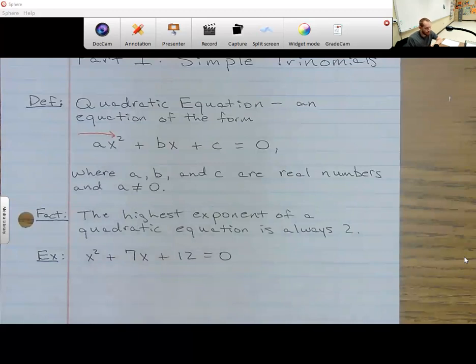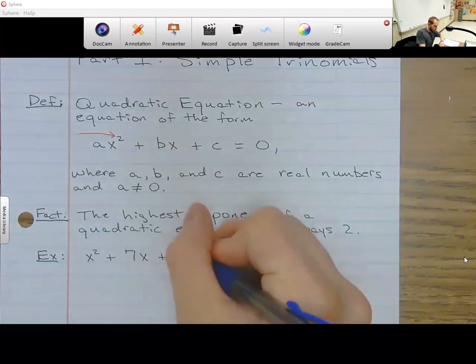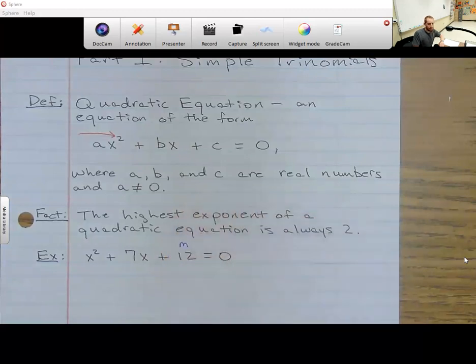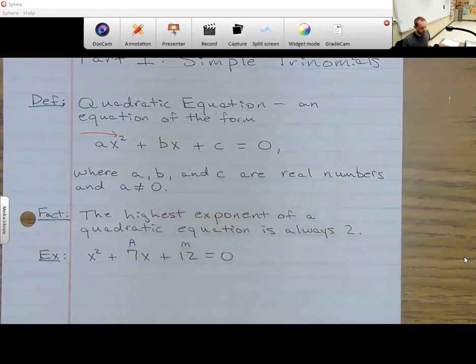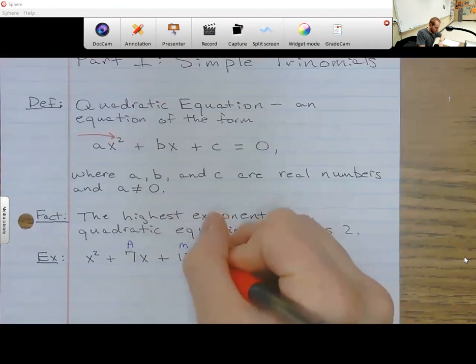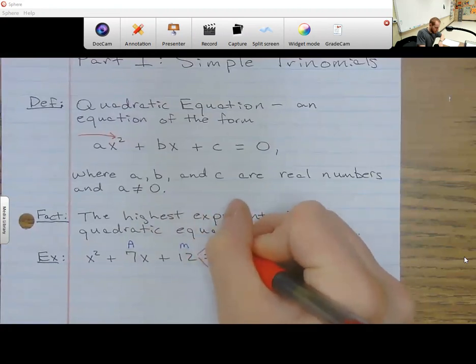So what we're going to do for these is we're going to see if we can multiply to the last number and then add up to the middle number. So we're basically looking for two numbers that will multiply to 12. So I'm going to write an m above the 12, but I'm also going to write an a above the 7 because we're trying to add up to 7 at the same time. So what two numbers will multiply to 12, but at the same time add up to 7? Well, it's going to be 4 and 3, right?